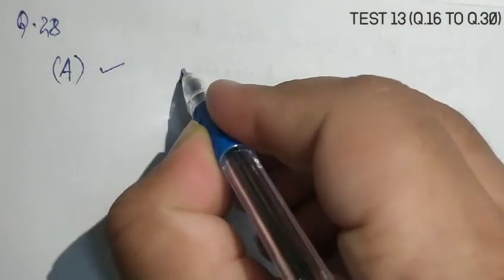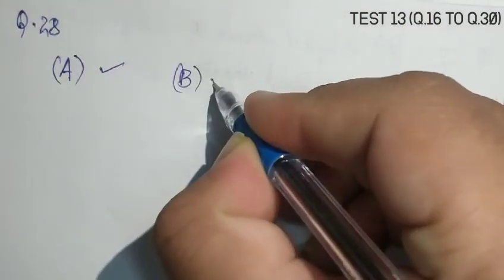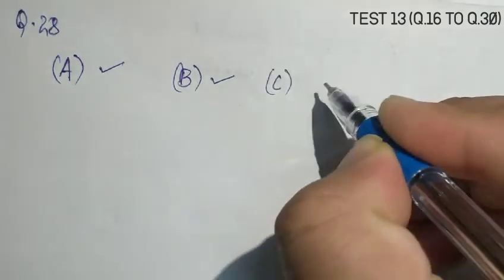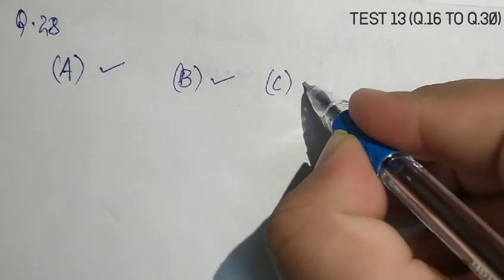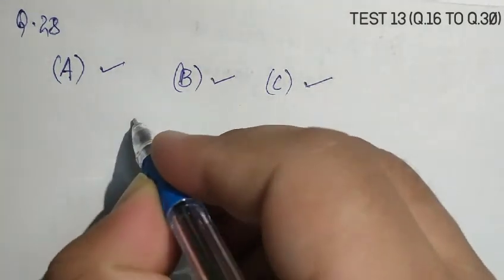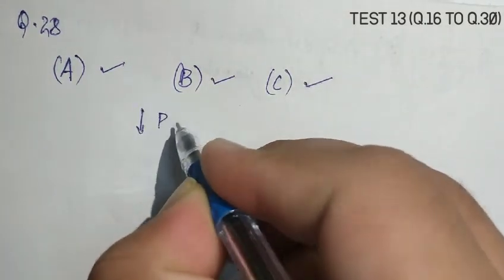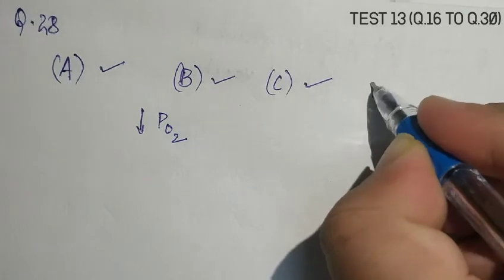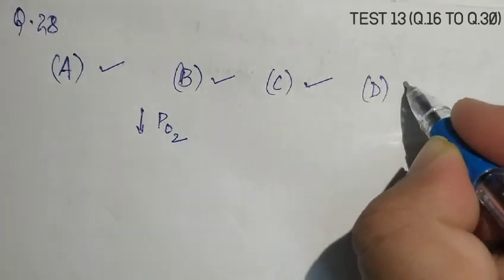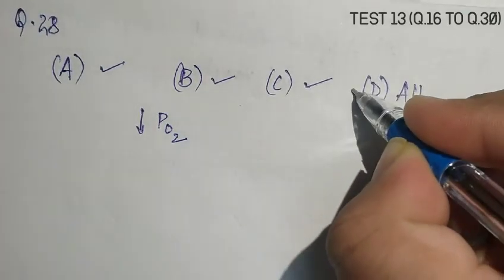Question number 28. Persons living at high altitude will have A. increased alveolar capacity. This statement is true. B. Increased number of erythrocytes. This statement is also true. C. Hemoglobin curve will shift towards right. That statement is also true. This is all due to decreased PO2. And D option is all of them. So the correct answer is D.